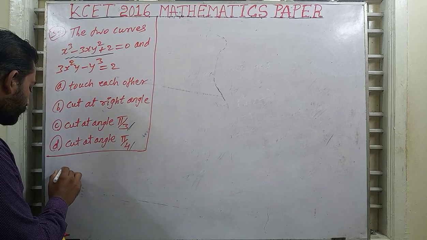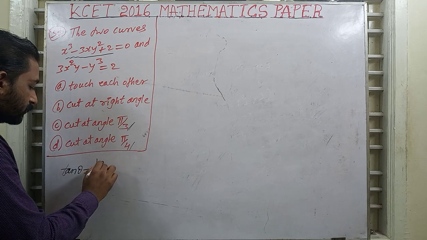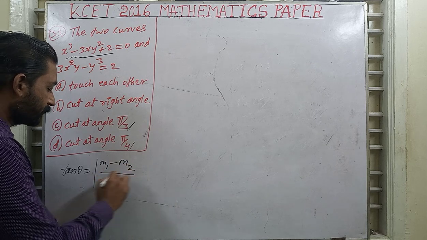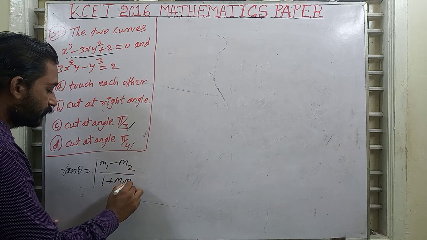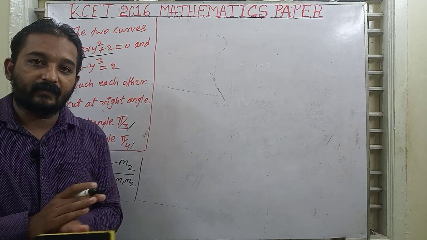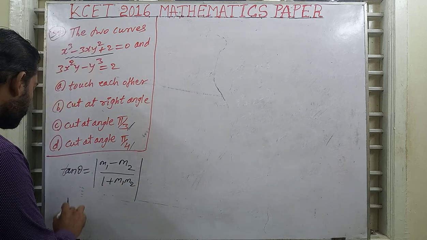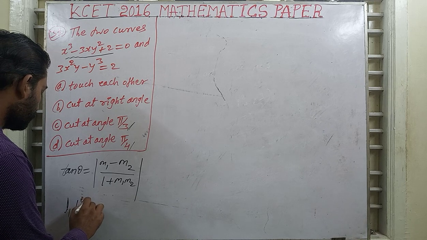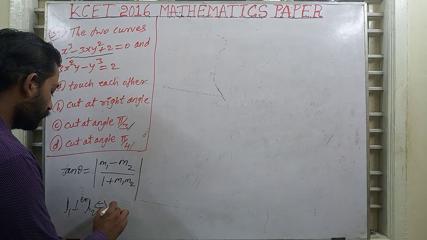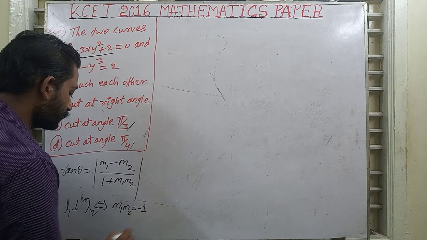So in first year, the angle between the lines in terms of their slopes is: tan theta is equal to m1, the slope of line 1, minus m2, the slope of line 2, divided by 1 plus m1 into m2. And one more formula, the perpendicularity of lines. So the condition for perpendicularity of lines is: if two lines L1 and L2 are perpendicular, if and only if m1 into m2 is equal to minus 1.